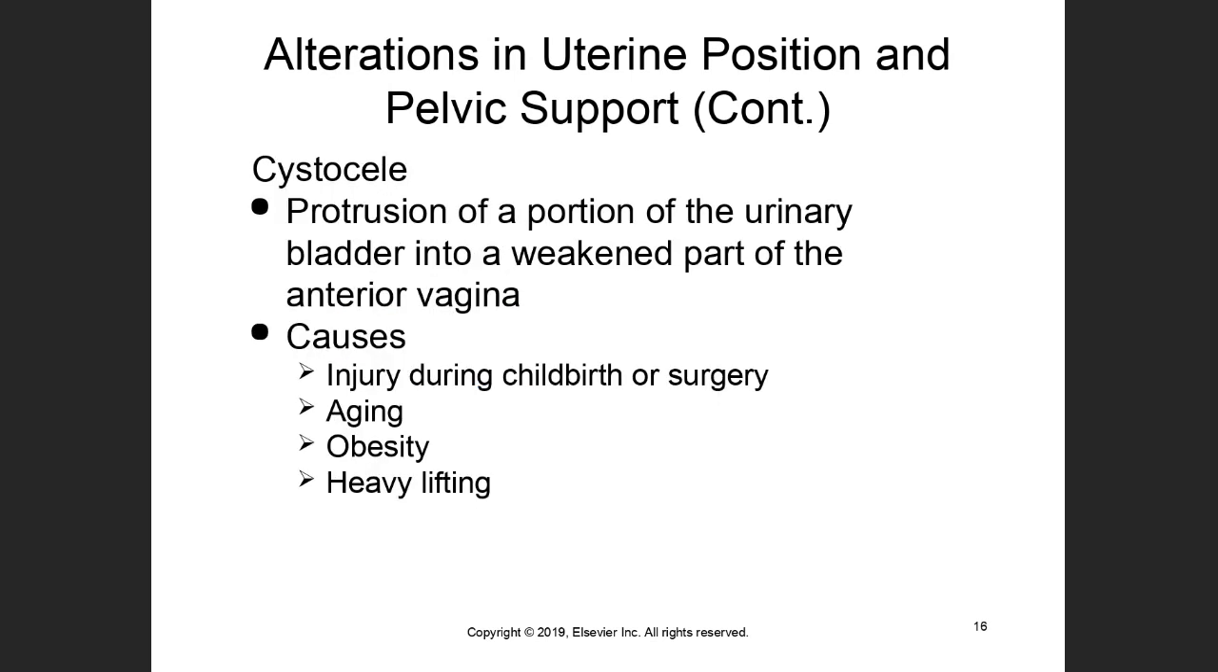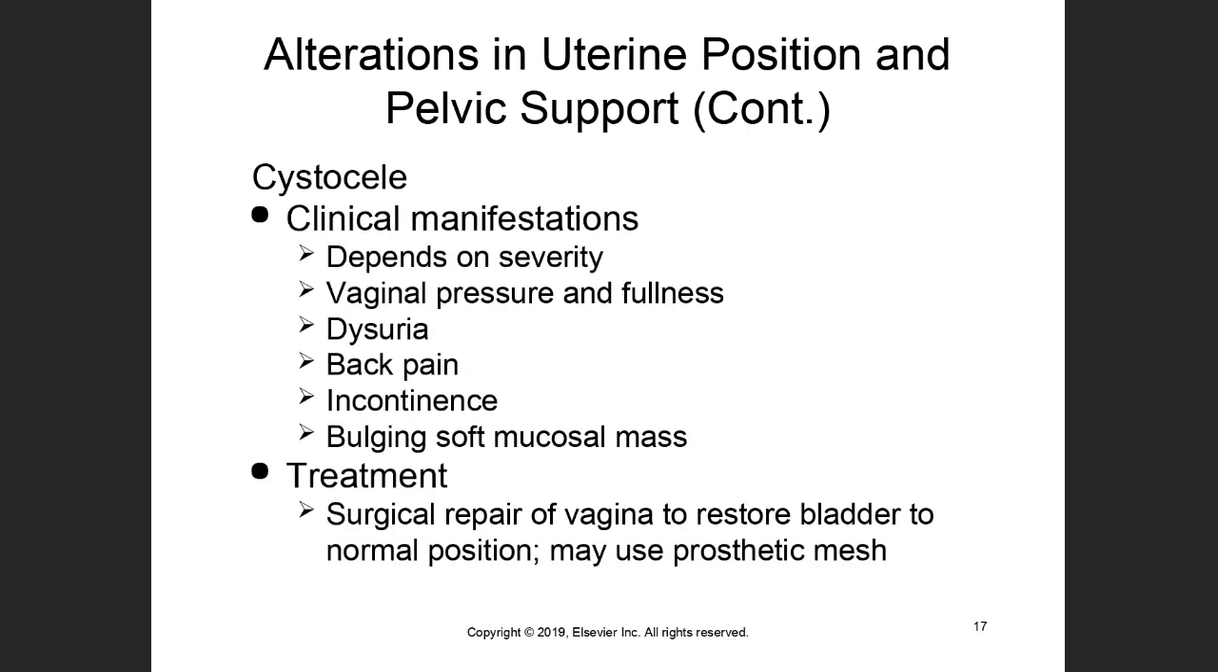Cystocele. Cystocele is a protrusion of a portion of the urinary bladder into the weakened part of the anterior vagina. Okay, cystocele is like a cyst formation in the urinary bladder. Causes: injury, aging, obesity, and heavy lifting. Clinical manifestations depend on the severity, and one of the main clinical manifestations is that it produces incontinence.